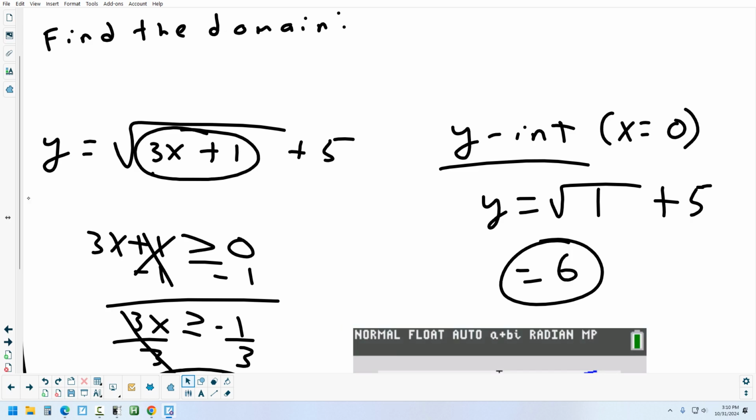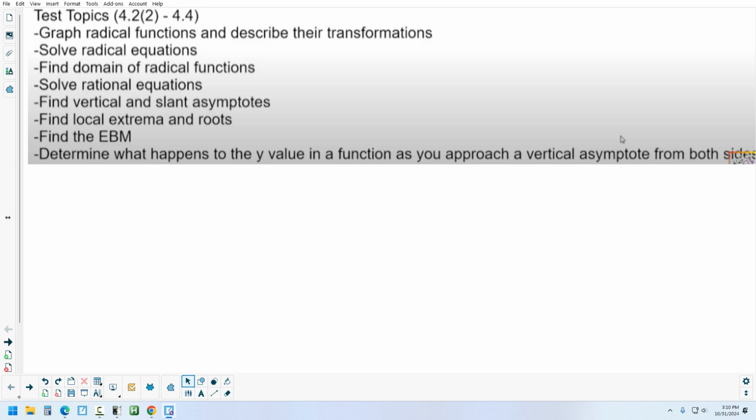All right, let's do another one with domain, because I have on here find the domain of radical. We should also be able to find the domain of rational. Let's do one of those.